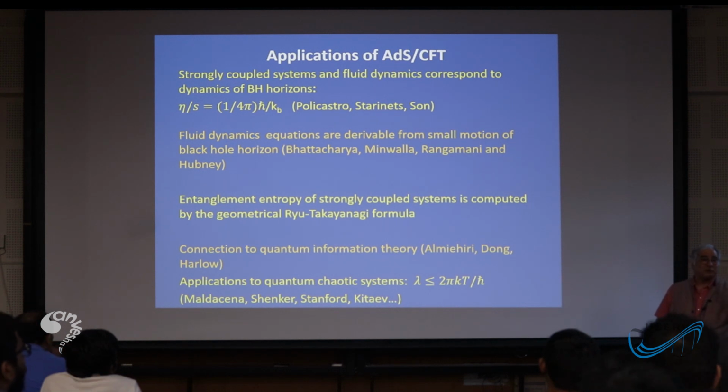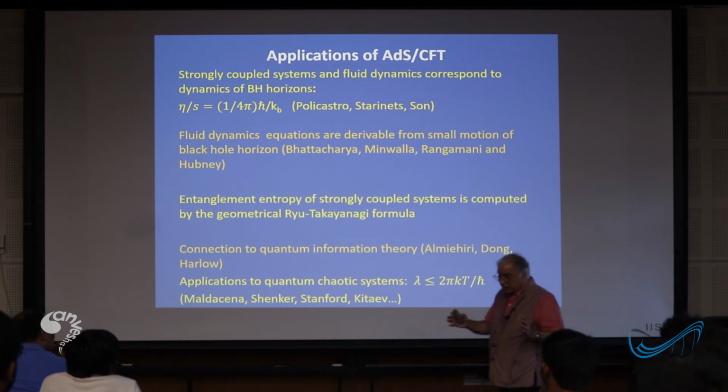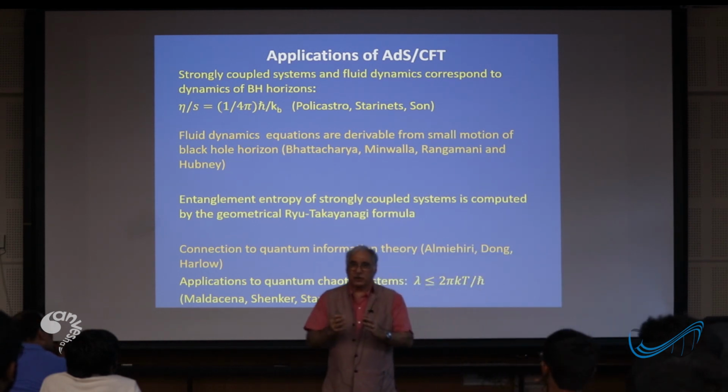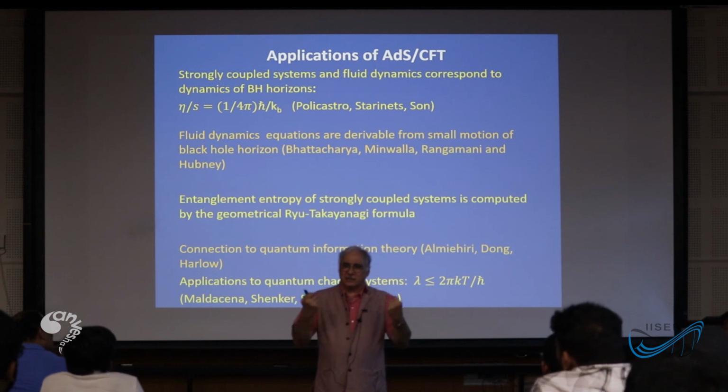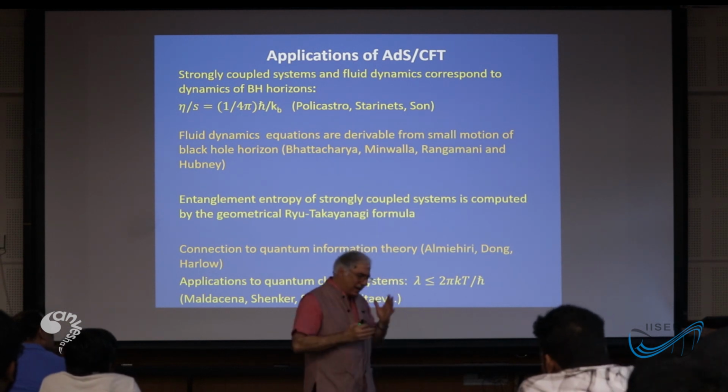It is very hard to do this formula in quantum chromodynamics in four dimensions. So, gravity helps you solve some important strong coupling problems in the boundary theory. Then there is a fluid dynamics connection by my colleagues at Tata Institute and also elsewhere in the US. And then there is this geometrization of computing entanglement entropy. See, entanglement entropy is a very important feature of quantum mechanics, right? That systems are quantum mechanically entangled.